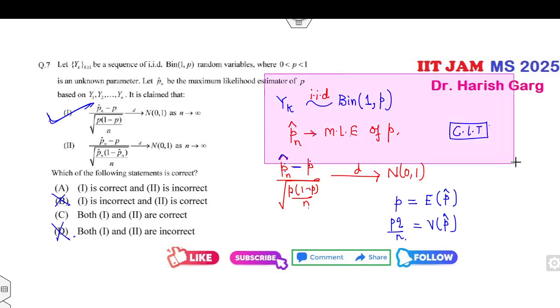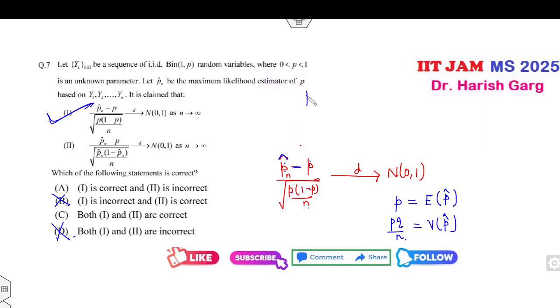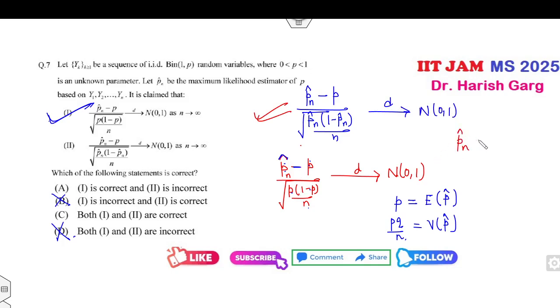Now look at the second choice. Second choice says Pn cap minus p divided by square root of Pn cap (1 minus Pn cap) over n follows the normal distribution 0, 1 in distribution. Yes, of course, because Pn cap is the MLE, and once it's an MLE, it's a consistent estimator. So that means you can replace p with the P cap. Yes, both are correct statements. C is the right answer of this problem.